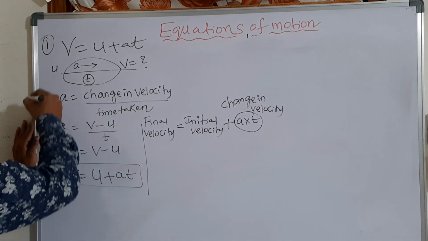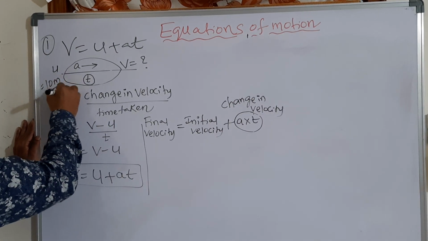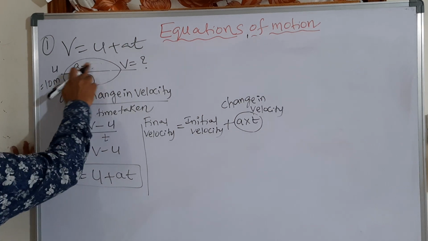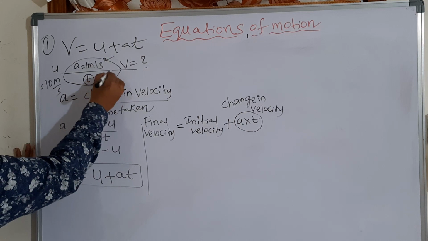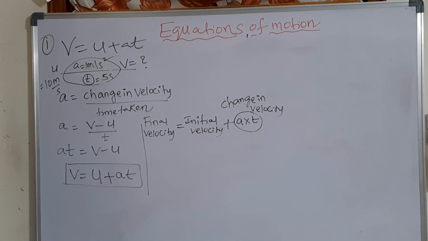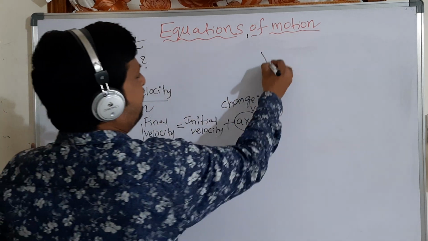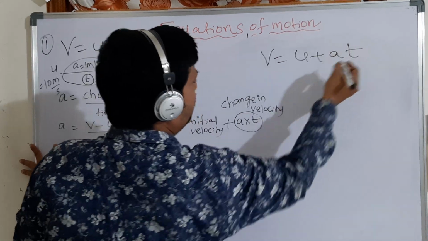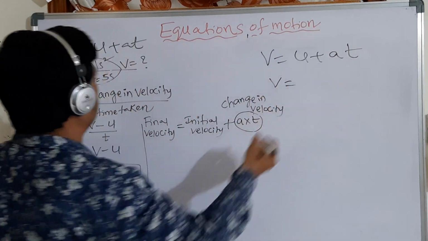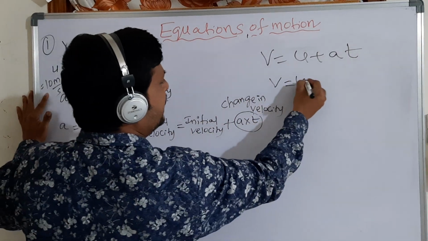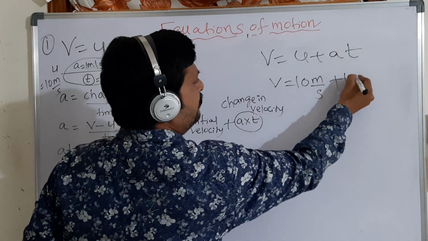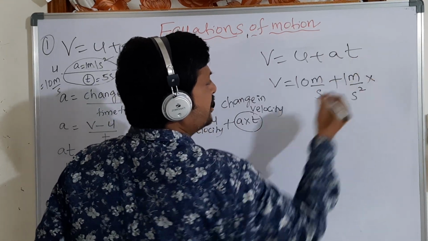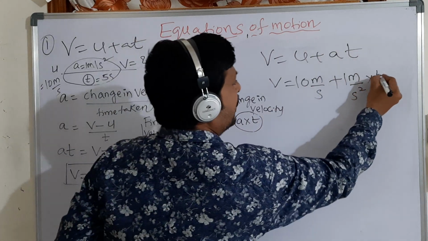Suppose a body starts with initial velocity 10 meter per second. It is moving with an acceleration of 1 meter per second square. After 5 seconds, calculate final velocity. Then write the equation v is equal to u plus at. Then v is equal to, what is the initial velocity here? 10 meter per second. Plus, what is the acceleration here? 1 meter per second square into time. Time how much? 5 seconds.